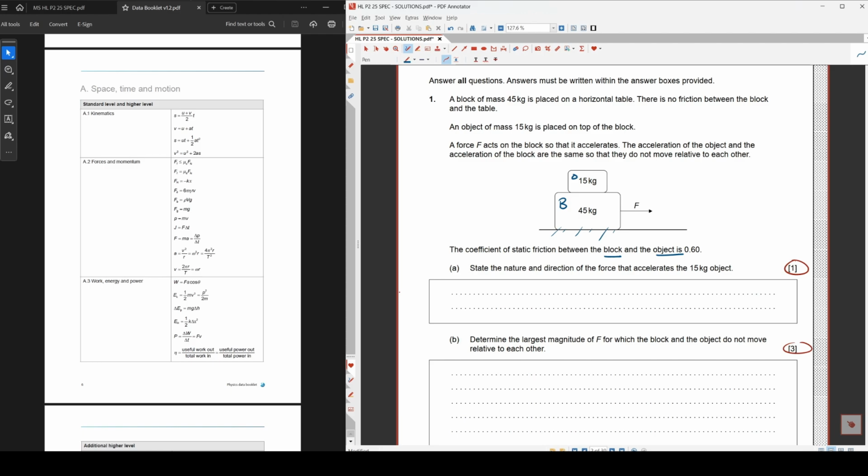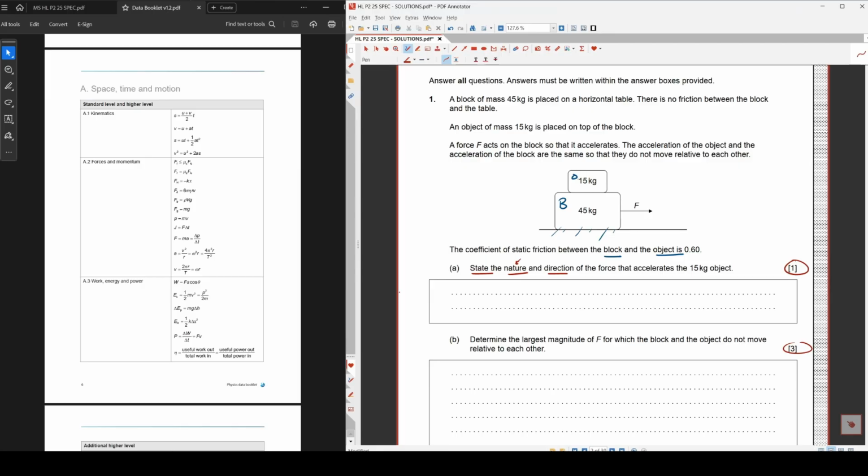Okay, so state the nature and direction of the force that accelerates the 15 kilogram object. There are 2 parts to this. I want to make sure I realize everything that's going on. State means just say the answer. No explanation, no justification, no work you need to show. And I just have to say 2 things, the nature and the direction. Nature means what is it? So I have to say what force is happening, and the direction is to the left, to the right, up, down. Okay, pretty doable.